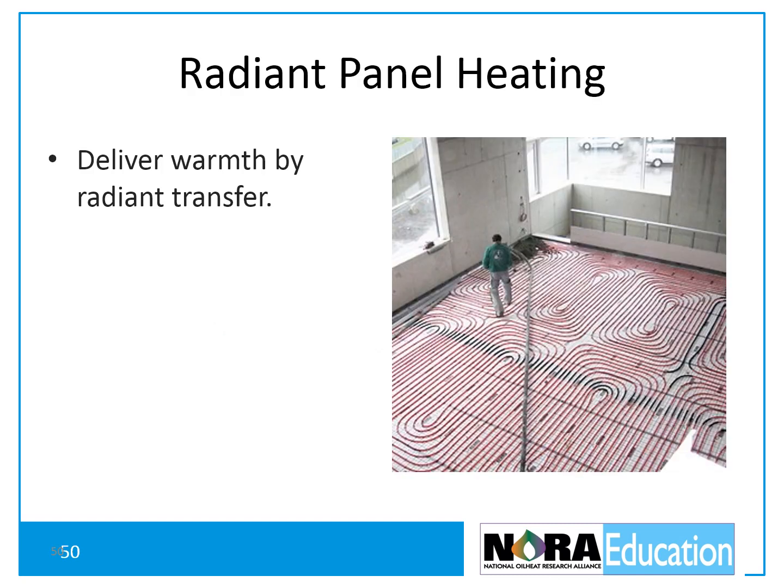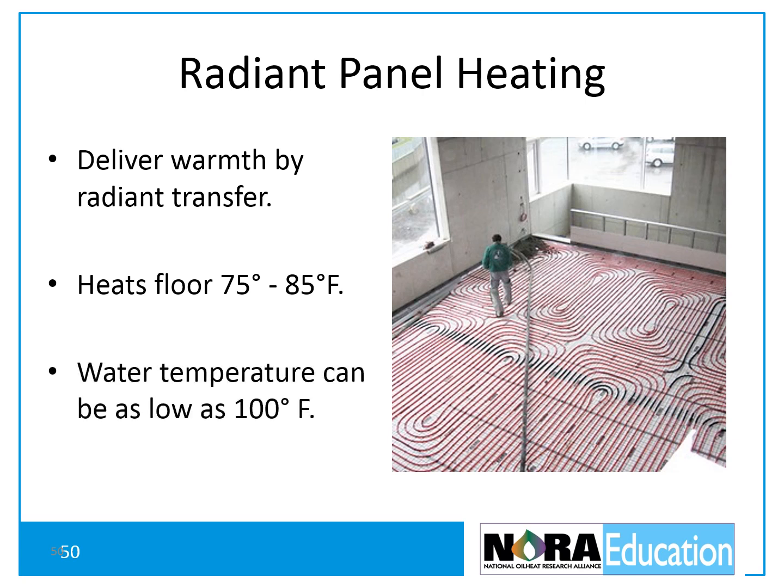Radiant heating systems deliver heat by radiant heat transfer. A typical radiant system heats the floor anywhere from 75 to 85 degrees Fahrenheit. Depending on the installation method, the water temperature needed for heating can be as low as 100 degrees Fahrenheit. In a radiant system, the boiler typically operates at around 180 degrees Fahrenheit, while the radiant system operates at a lower temperature, thus creating the need for a mixing device.